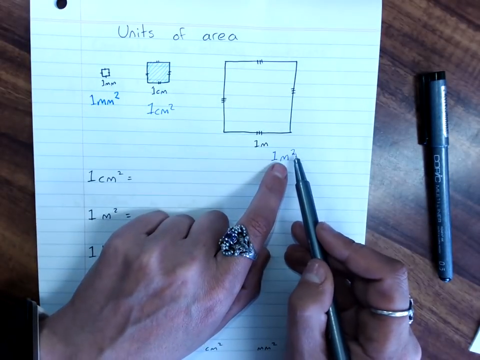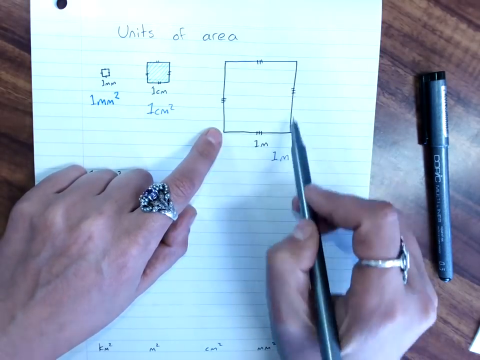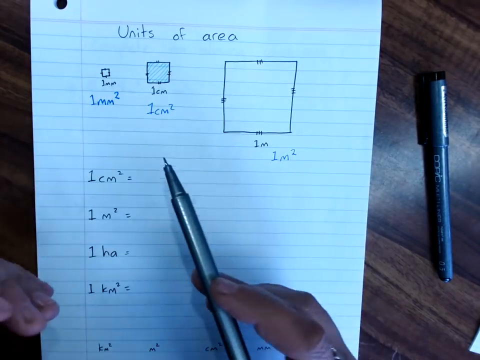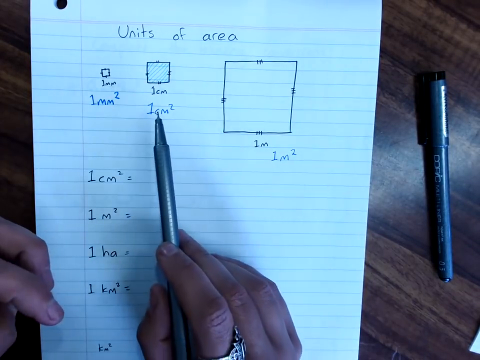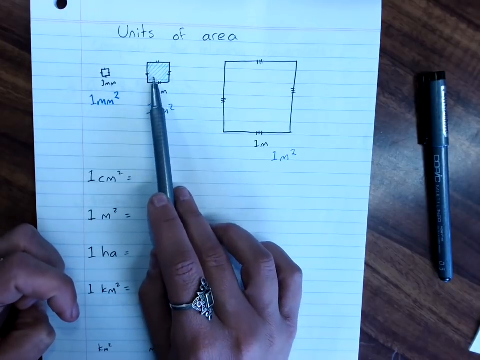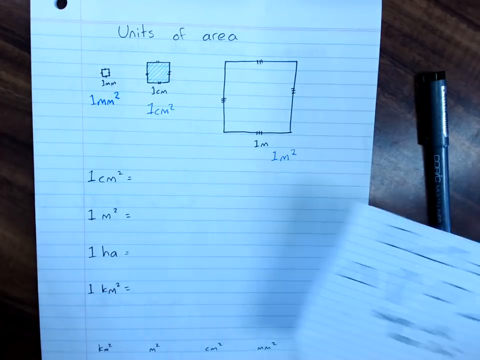So when I say squared here, I'm saying this is one square shape that's a meter by a meter. So when I'm saying a shape is 3 square centimeters or 3 centimeters squared, I'm saying it takes up 3 of those. But it won't always be a square shape.